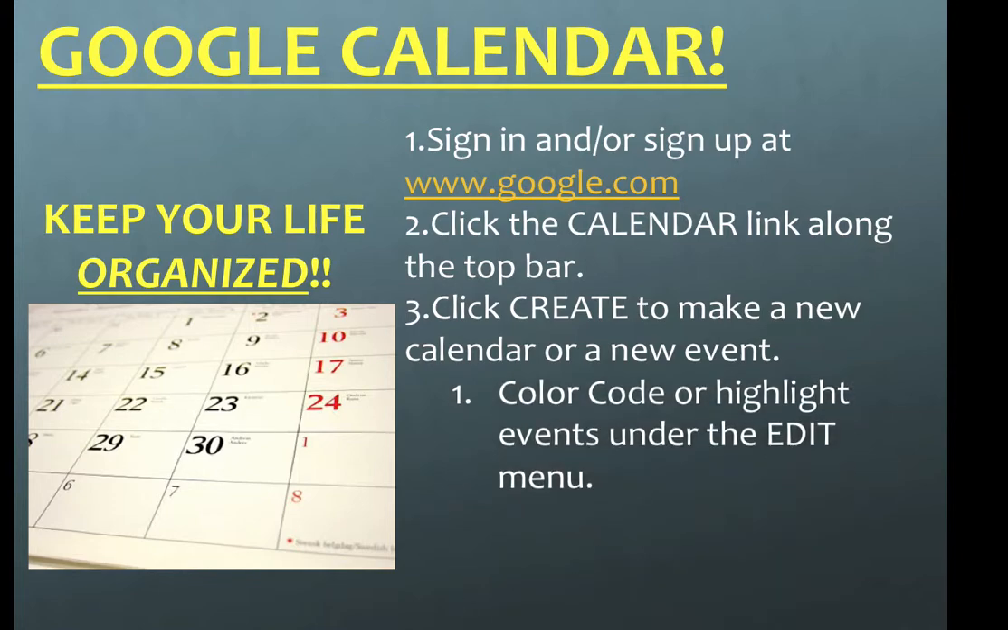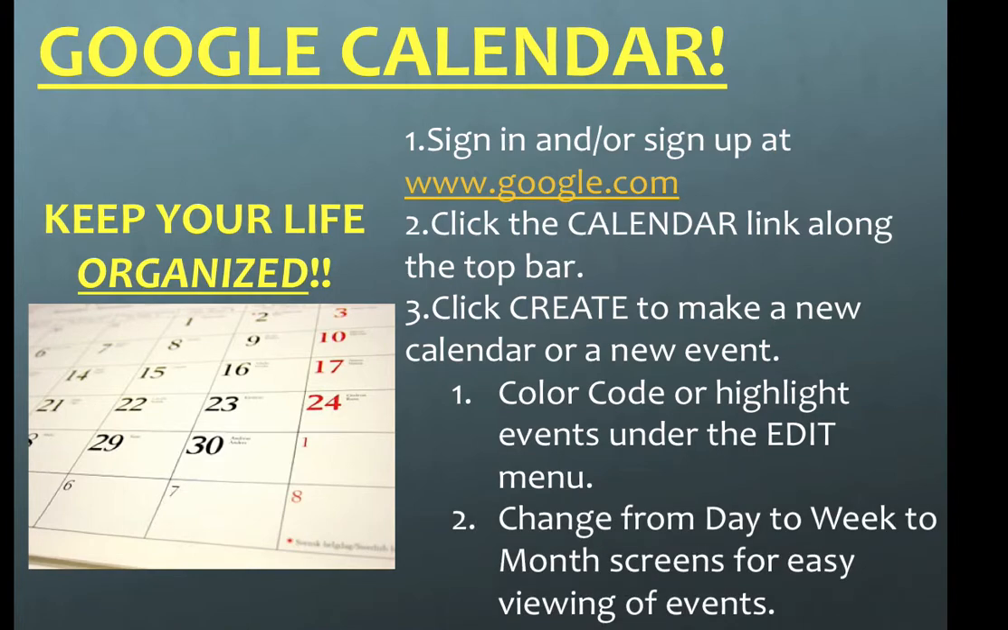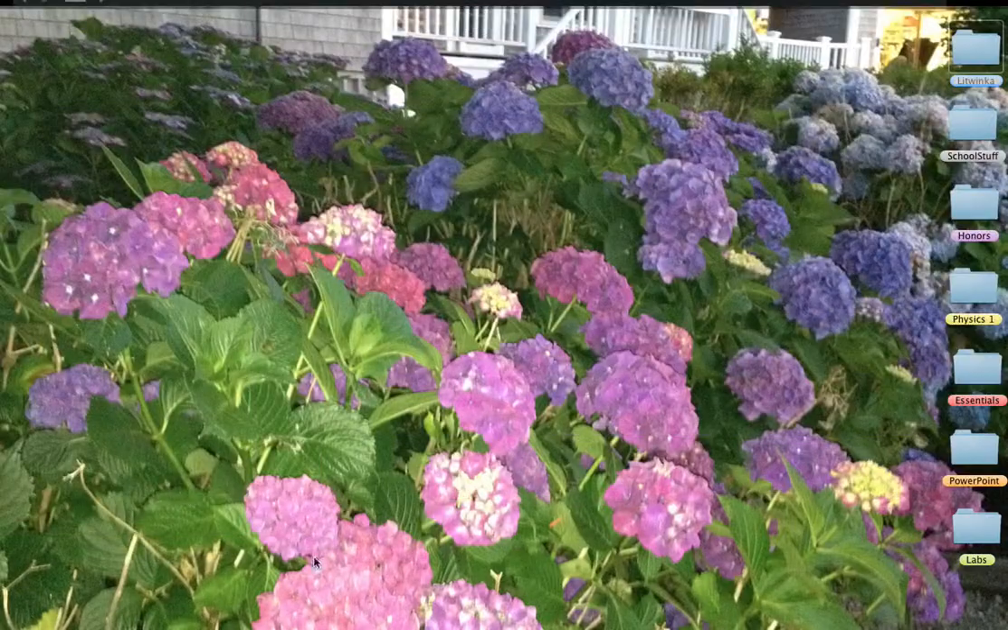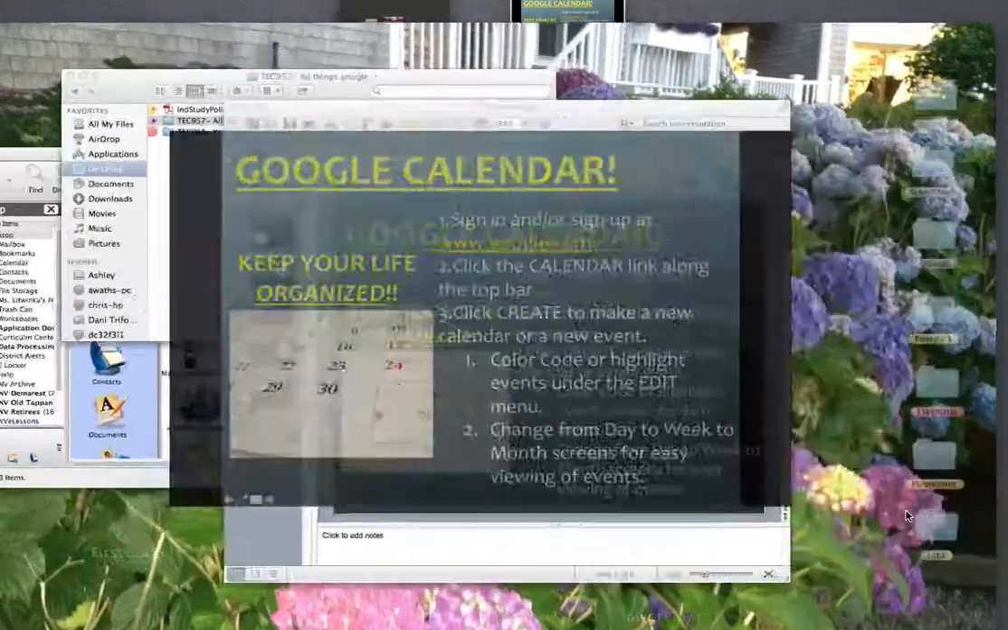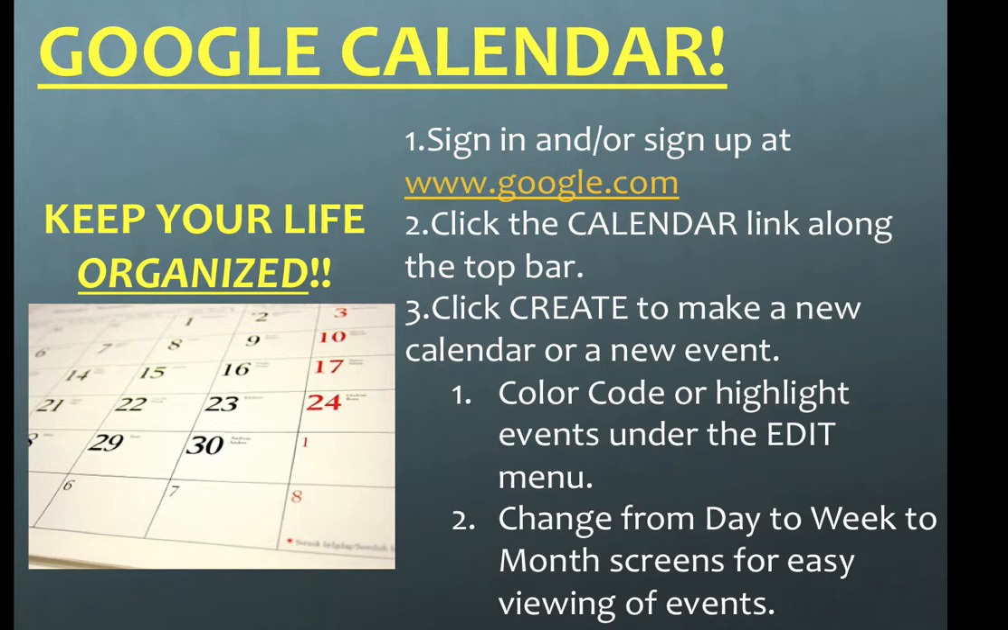You can color code or highlight events under the edit menu, and you can change from day to week to month screens for easy viewing of events. In general, I think this is probably the greatest way to stay organized and stay up to date with everything that you're going to do.